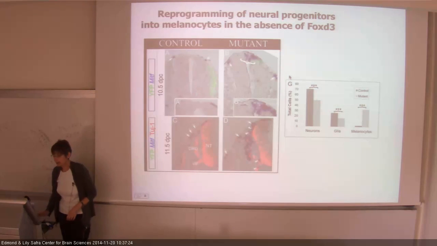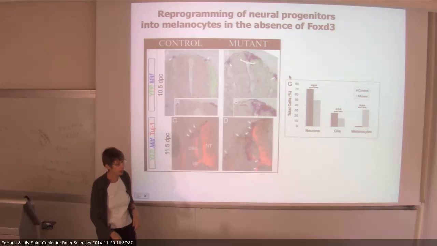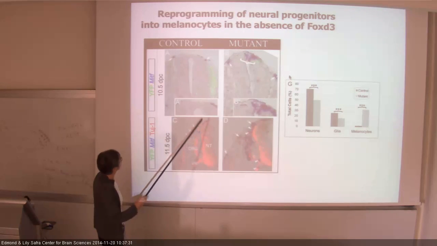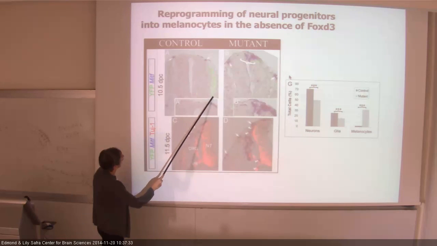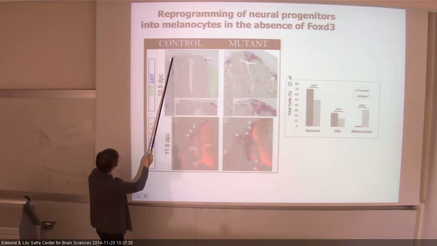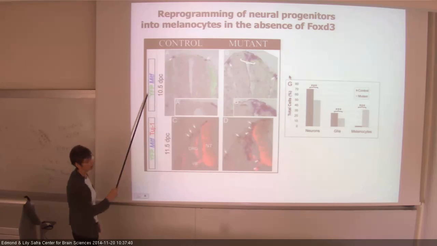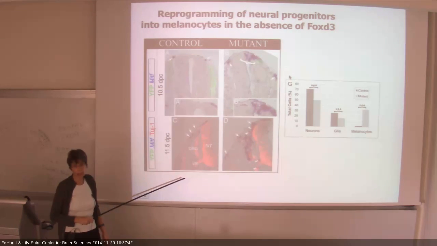So what we get is the following, and I'm showing you just one picture. This is a normal control mouse. You can see in green, this is YFP. You can see melanocytes that begin leaving. In blue, this is MITF. MITF is the master generator of melanocytes.